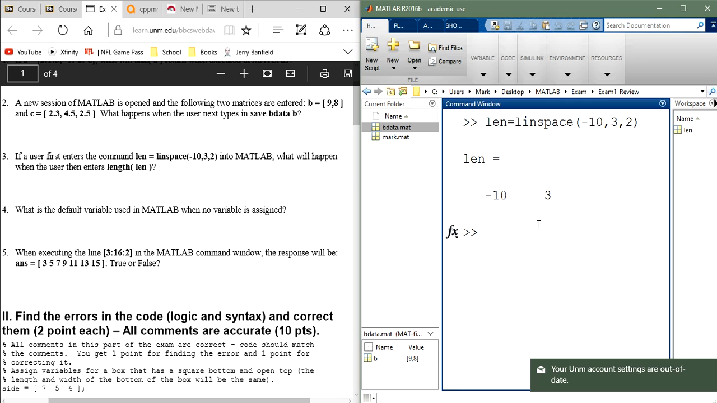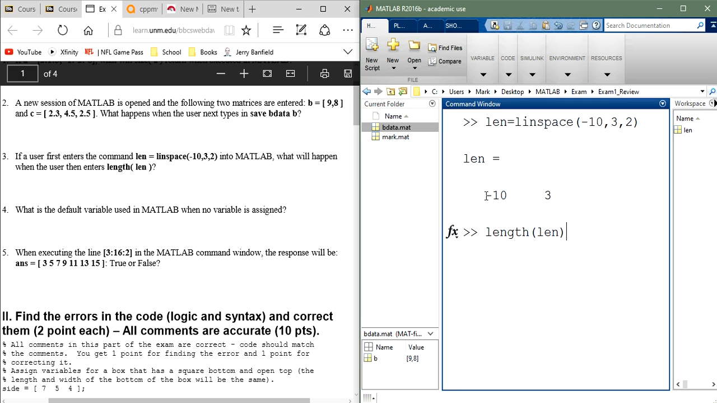The question was, what will happen when the user enters the length of len? And remember that the length is just going to give back our largest dimension. So our dimensions here are, we have one row and two columns. So the answer should be ans is equal to 2, since that's our largest dimension. ans is equal to 2.